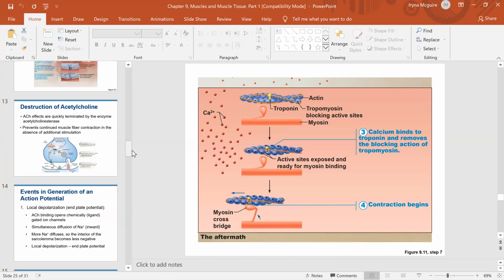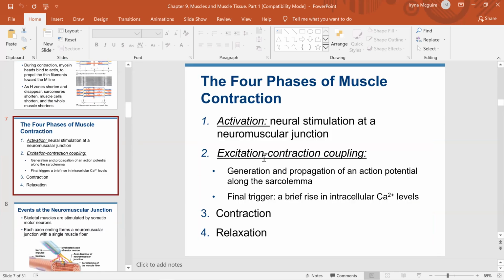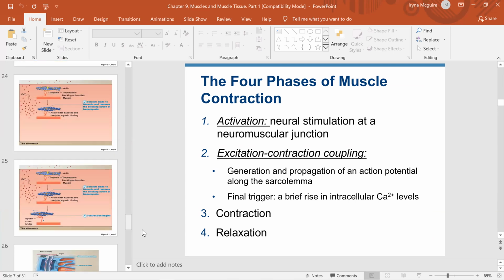Right, so this is the next step over here, excitation, contraction, coupling. So activation happens when we receive an impulse from a neuron, right? And we create this electrical current that we call action potential. When action potential is created, calcium is released. When calcium is released, we're done with excitation, contraction, coupling, and we begin contraction of the muscles.